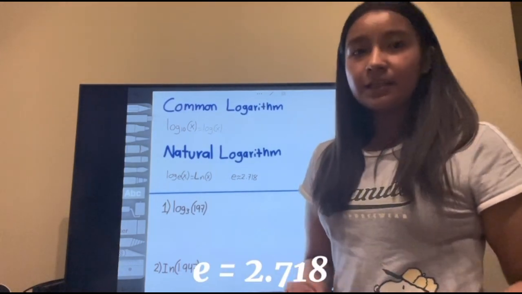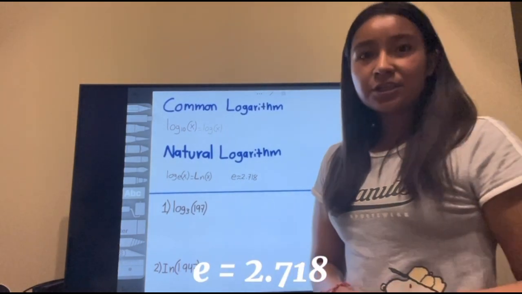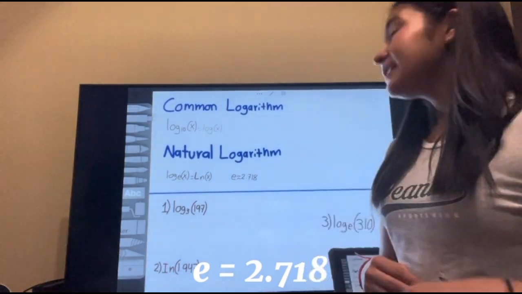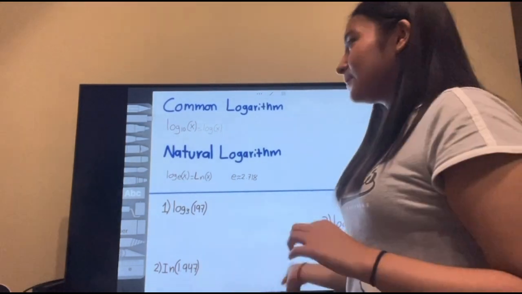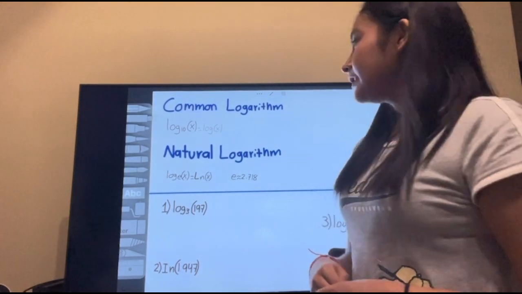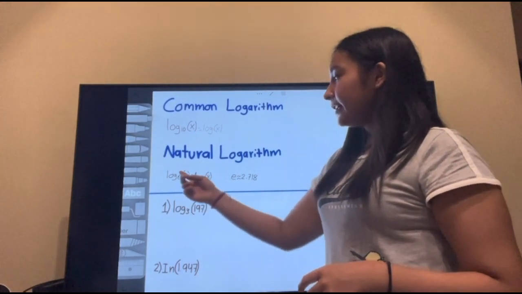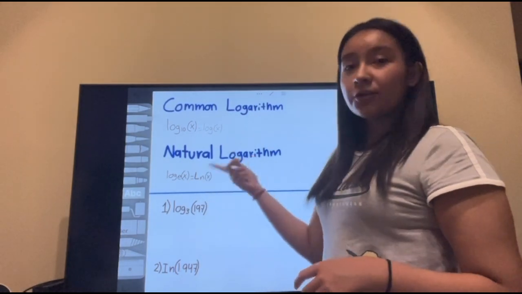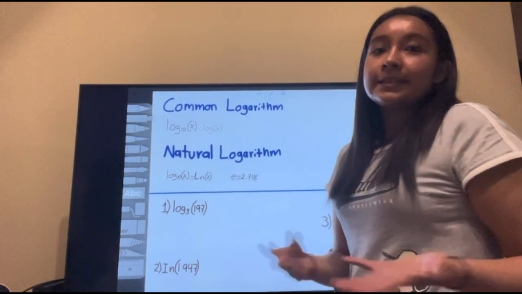So what is e? Well, it is an irrational number that is approximately 2.718. On the natural logarithm, we can represent it like log base e of the argument, or ln, that is natural logarithm. It's the same.